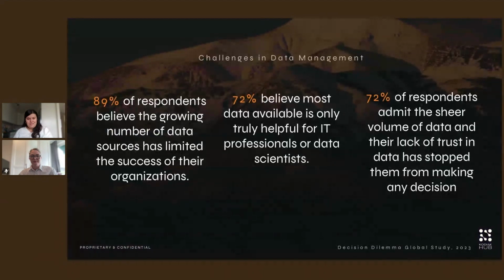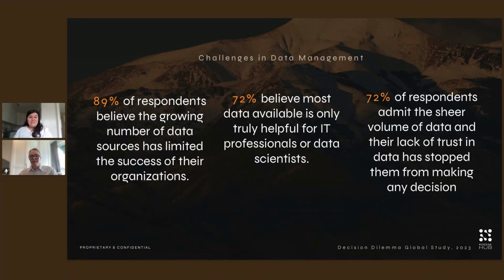But those respondents from Oracle also say that the amount of data that they're receiving is a little bit too much. For example, 89% of the respondents believe that the volume of data is growing so fast that it has actually hurt them and the success of their organization. 72% of those also believe that the data is just helpful for IT professionals or data scientists, because of the complexity and the amount of information that it has.